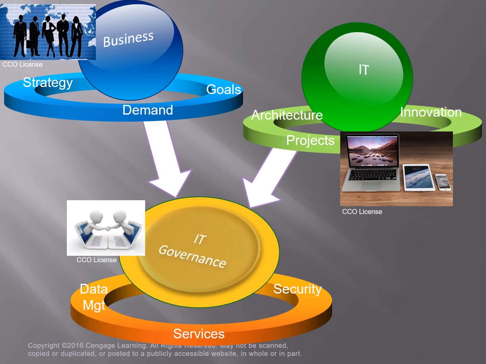If you remember from the overview in the previous section, business and IT both feed into IT governance, and decisions are made based on the business strategy and the IT capabilities while ensuring a reliable, safe, and secure experience for stakeholders.